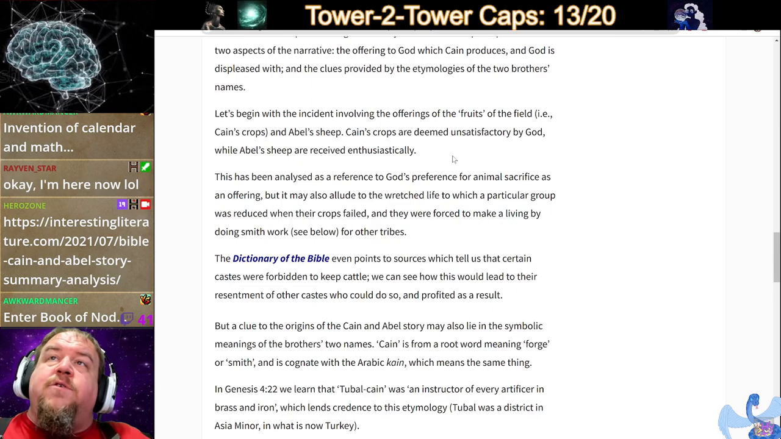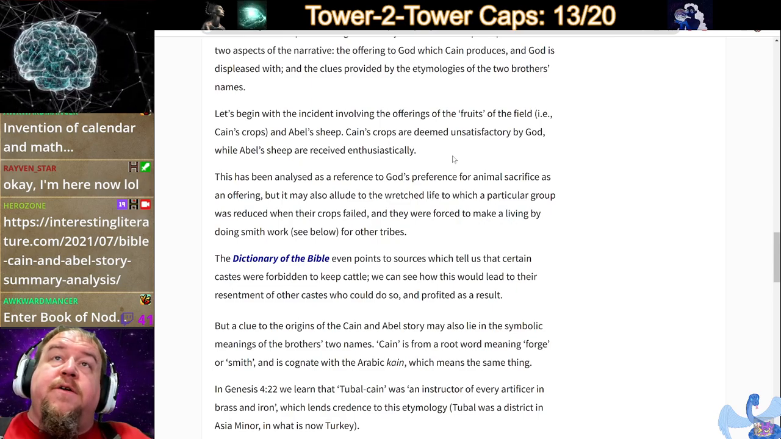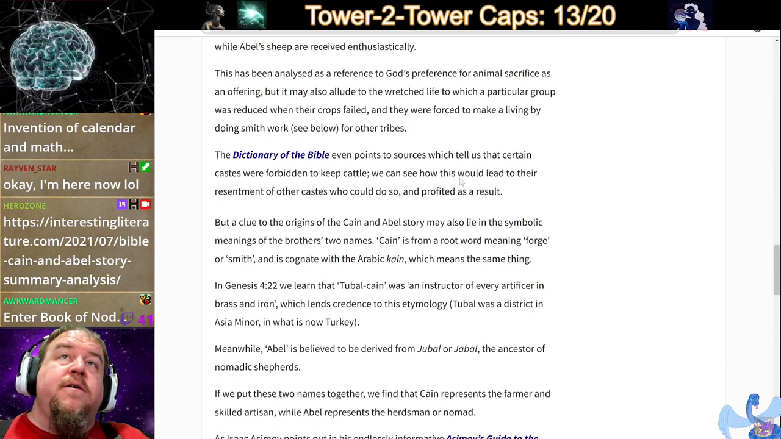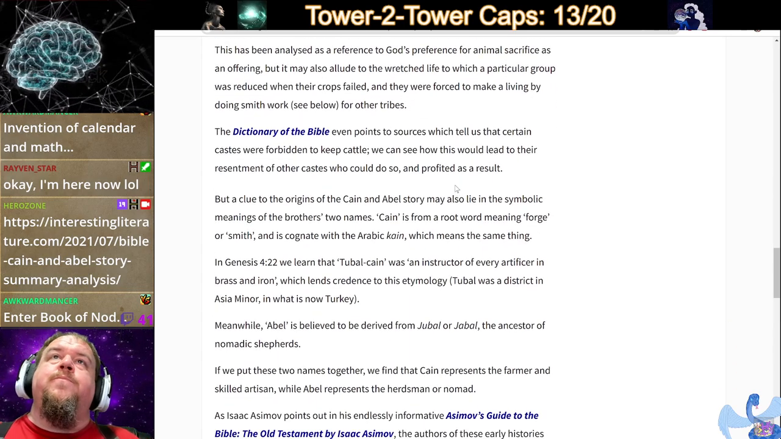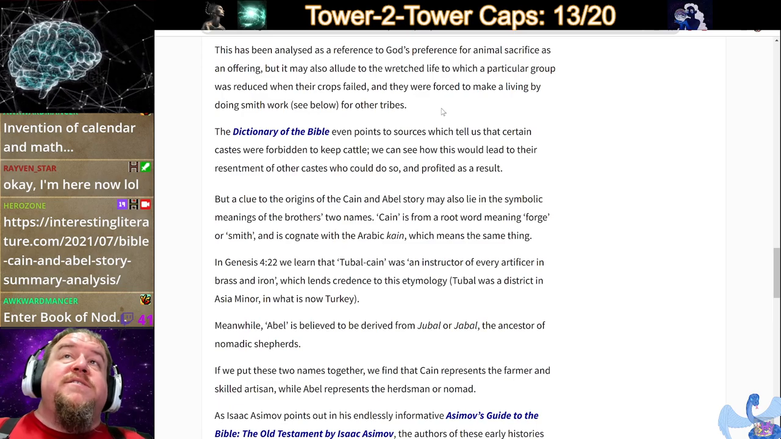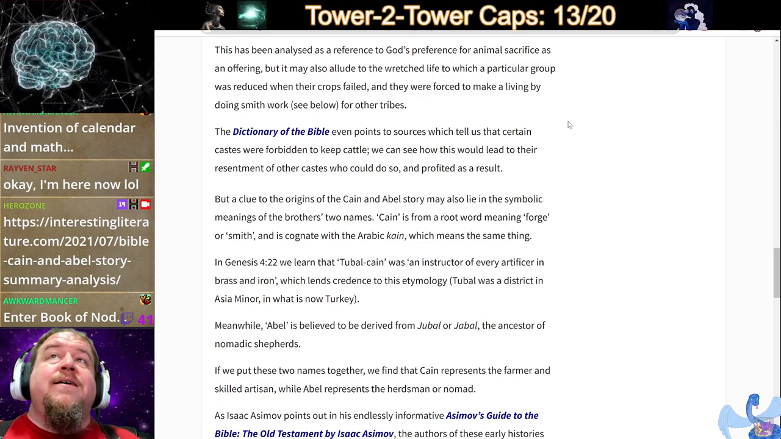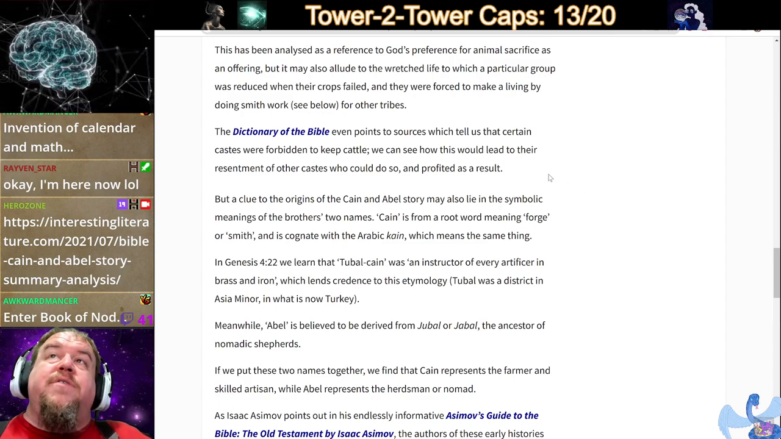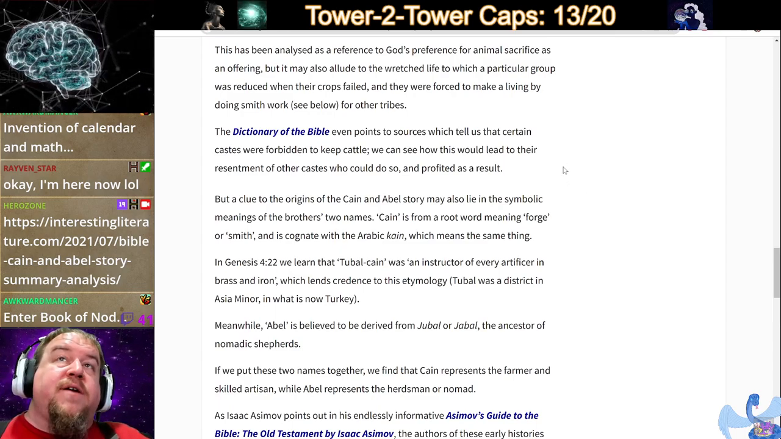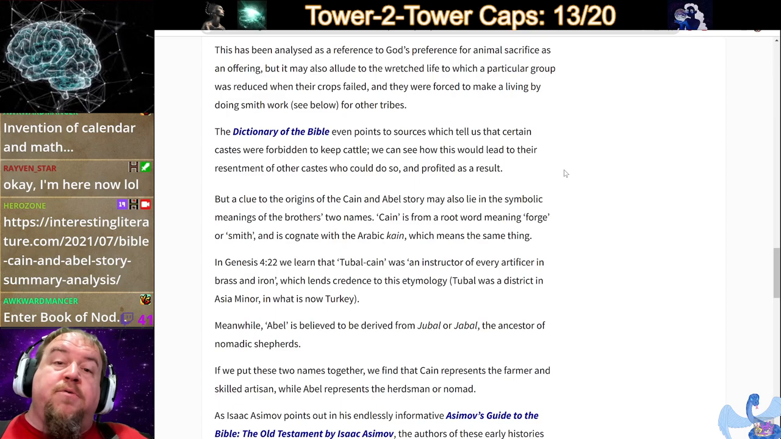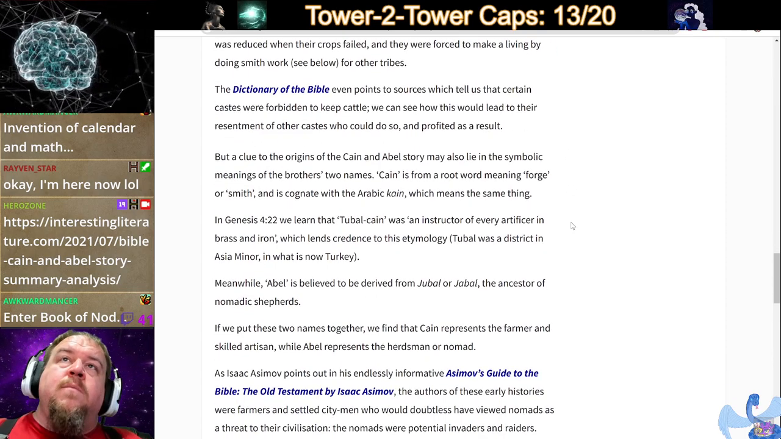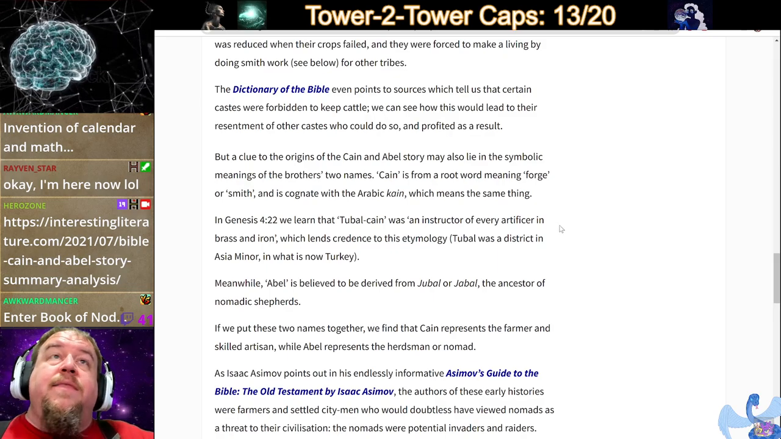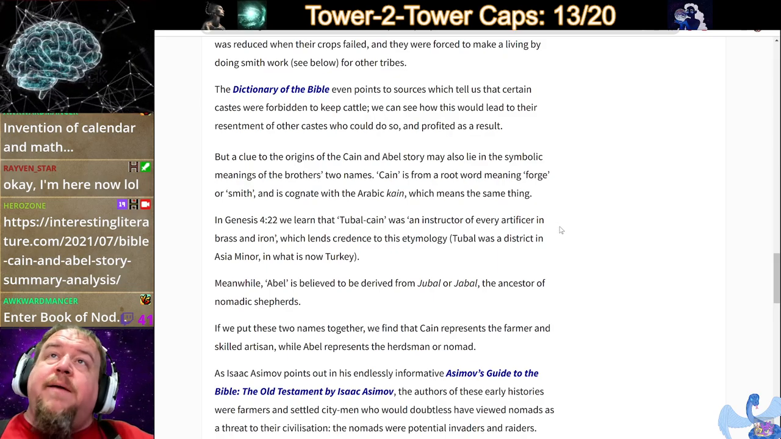This has been analyzed as a reference to God's preference for animal sacrifice as an offering, but it may also allude to the wretched life to which a particular group was reduced when their crops failed, and they were forced to make a living by doing smith work for the other tribes. The Dictionary of the Bible even points to sources which tell us that certain castes were forbidden to keep cattle. We can see how this would lead to the resentment of other castes who could do so and profited as a result. But a clue to the origins of the Cain and Abel story might also lie in the symbolic meanings of the brothers' 2 names.